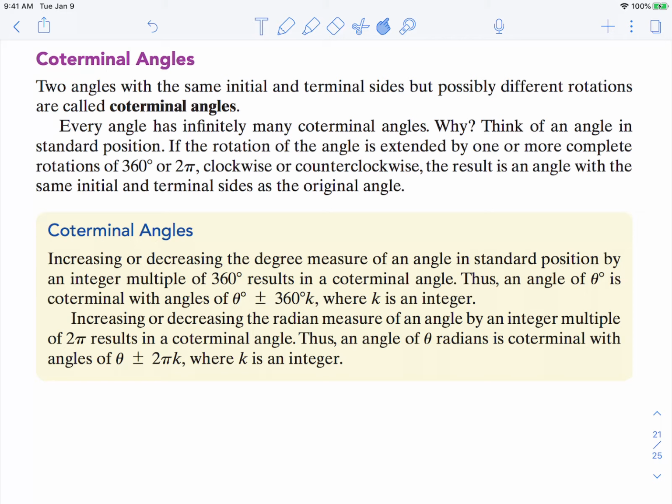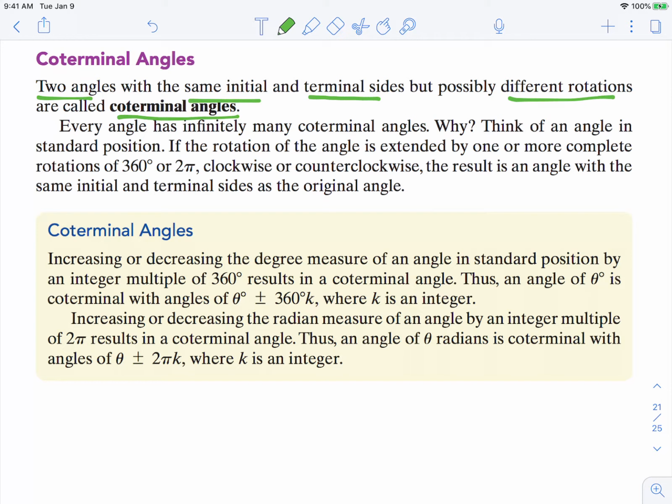All right, this lesson is on coterminal angles. Two angles with the same initial and terminal side, but different rotations, are called coterminal angles. Every angle has infinitely many coterminal angles.